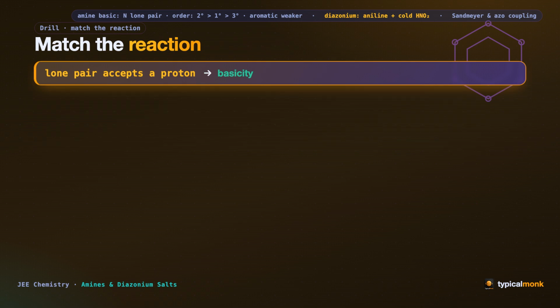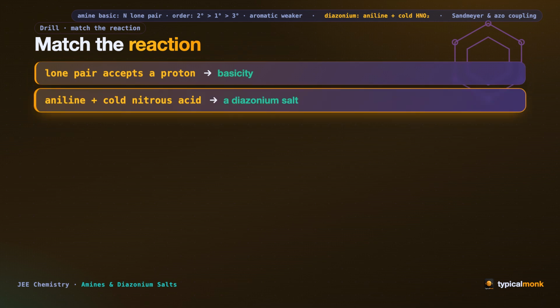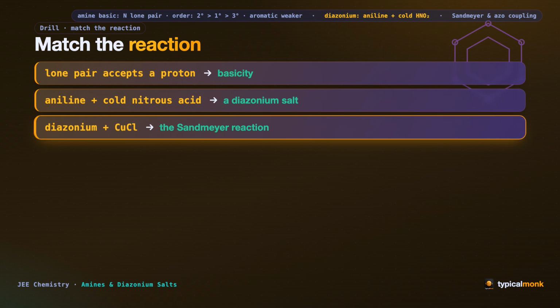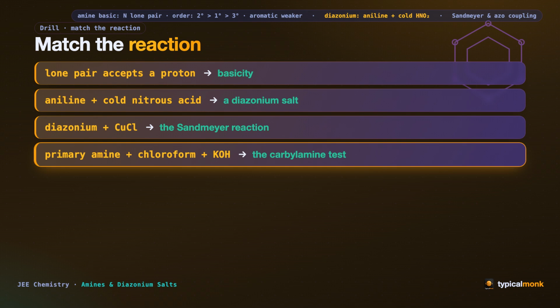Now match each clue to its reaction. The lone pair accepting a proton goes to basicity. Aniline with cold nitrous acid goes to a diazonium salt. A diazonium salt with copper chloride goes to the Sandmeyer reaction. And a primary amine with chloroform and potassium hydroxide goes to the carbylamine test. Four pairs, each worth memorizing.